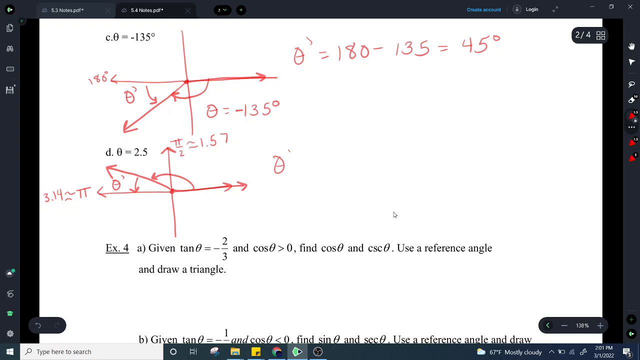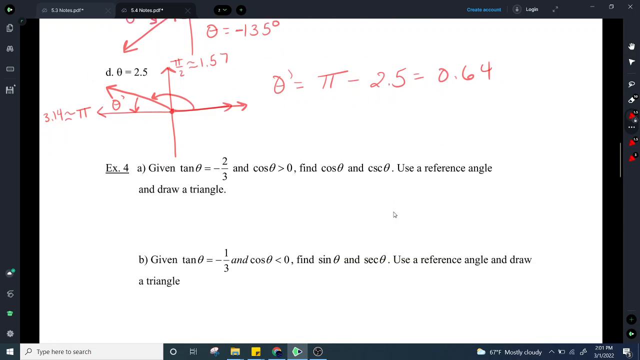So to get the reference angle, I'm just going to do pi, and I'm using pi because I'm in radian mode. Pi minus 2.5. I'm going to get my calculator out to do that, to get a decimal approximation here. So pi, if I just assume it's about 3.14, minus 2.5 radians, gives me about 0.64. So my reference angle would be about 0.64 radians.